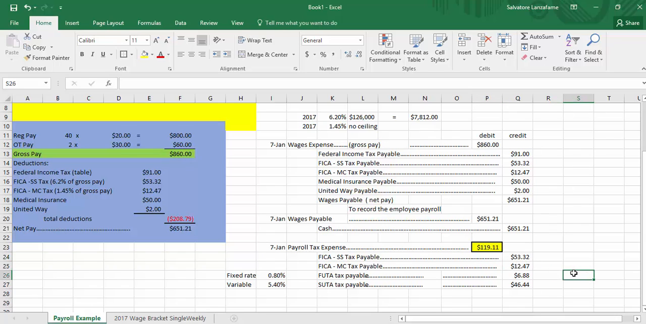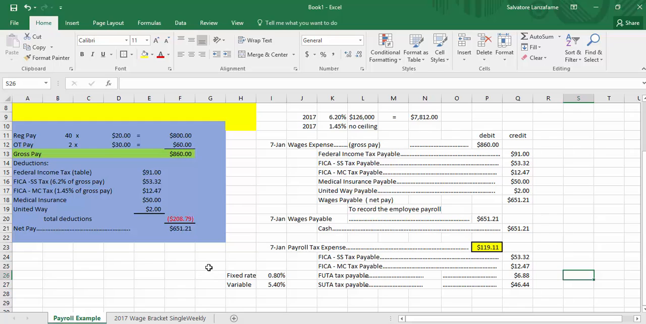So for this one employee who makes $860 gross, the employee is paying out of pocket $119 just in payroll taxes. In addition, the employee is getting paid $651 from the employer. Now the employer also has to pay these taxes. So imagine there's 1,000 employees, 10,000 employees. You can imagine what kind of expense this is on a weekly basis to the employer.